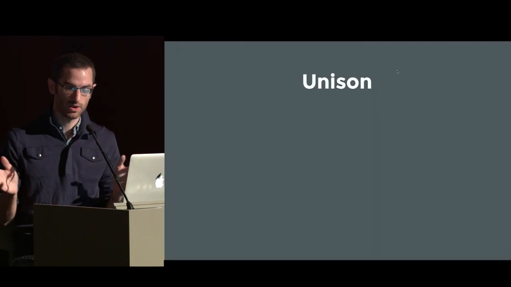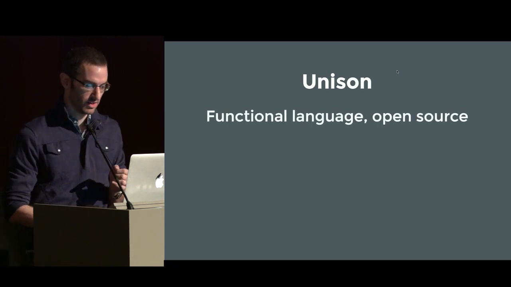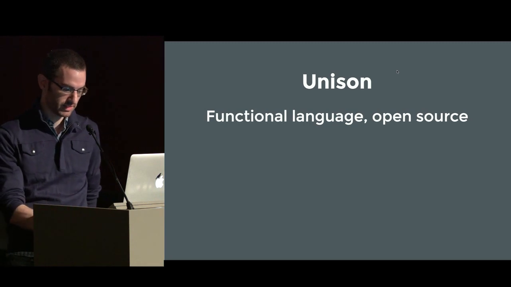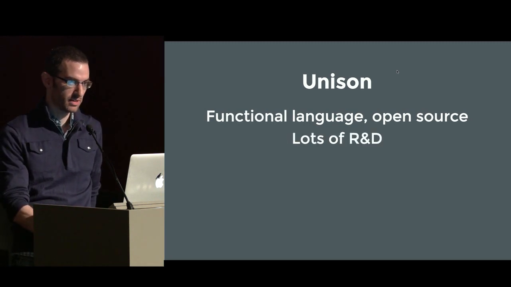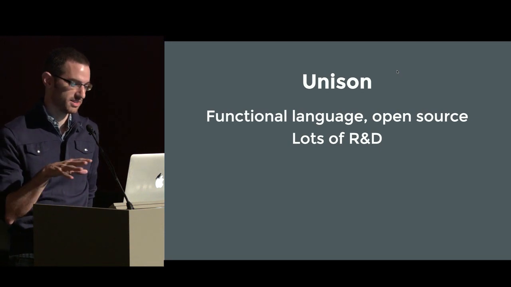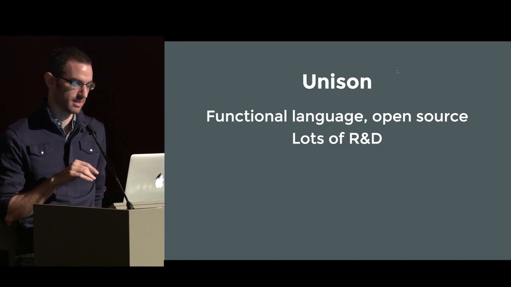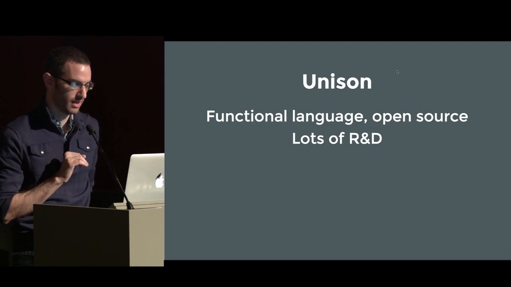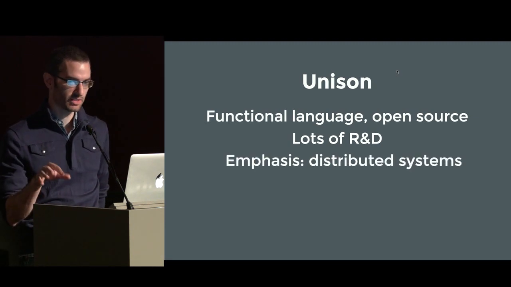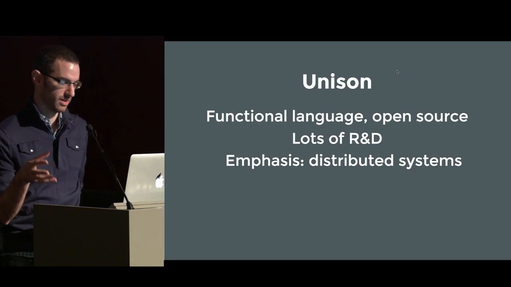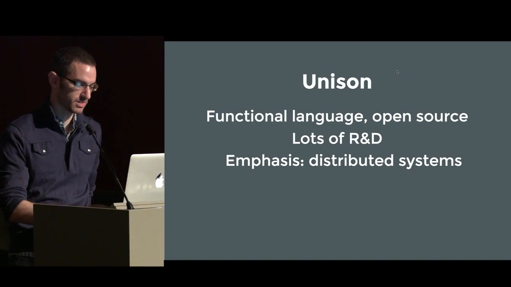So just a little bit of background on the language. Unison is a functional programming language. It's open source, MIT licensed. It's been a long R&D project. I was experimenting with a lot of different things. I was working on a fancy editor for the language at one point, but more recently, I've been focused on building out Unison support for building distributed systems.